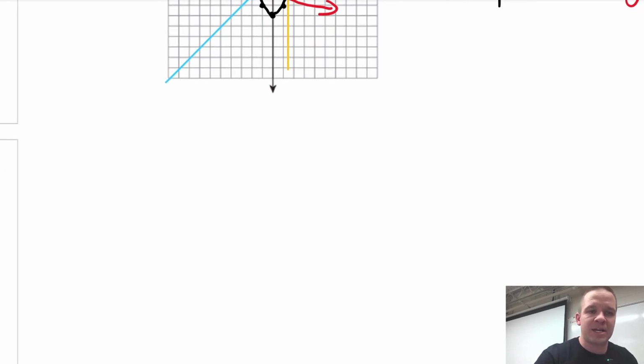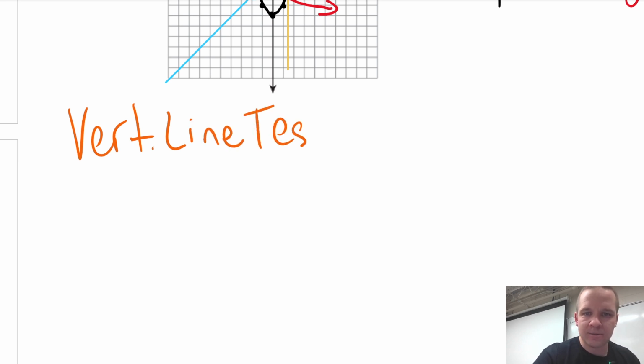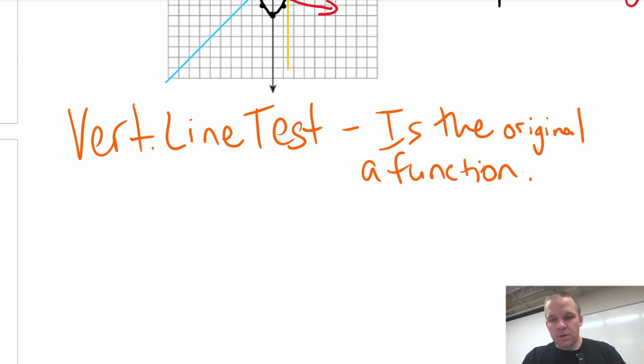So the vertical line test would be the test of the original: is it a function? If it passes the vertical line test, only goes through once, yes, it's a function. If it goes through more than once, not a function.